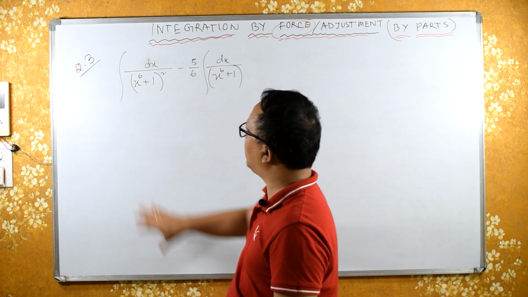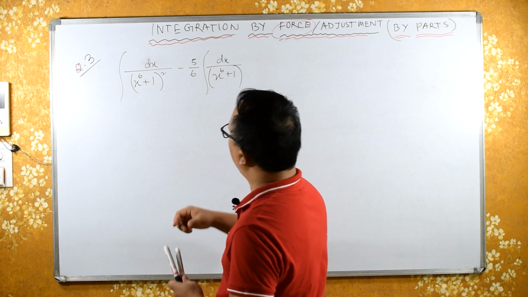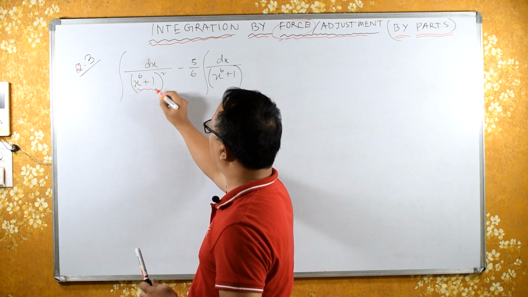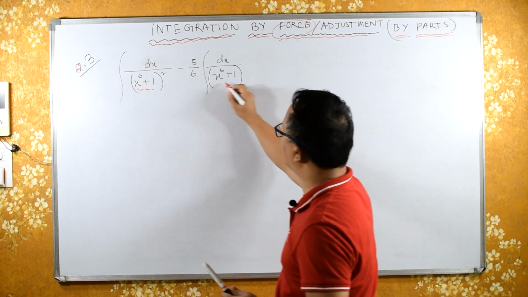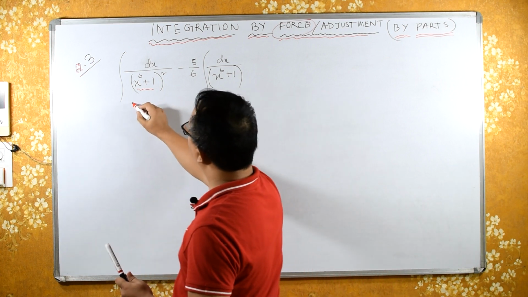Okay, we need to adjust some terms over here. Now here, can you think over here? We have x^6 plus 1 here. We have x^6 plus 1 over here. Okay, let's concentrate on this part.